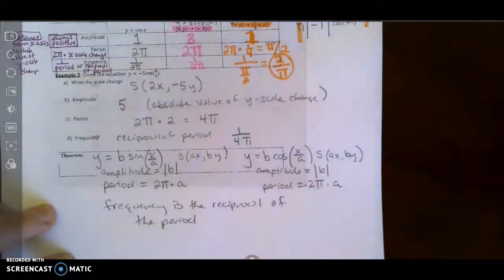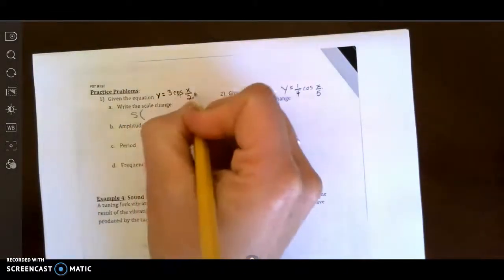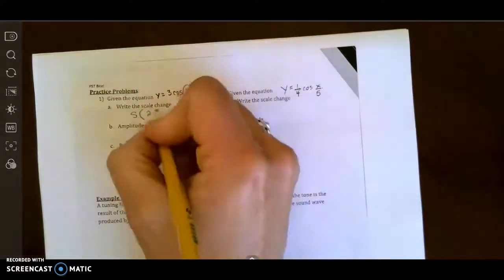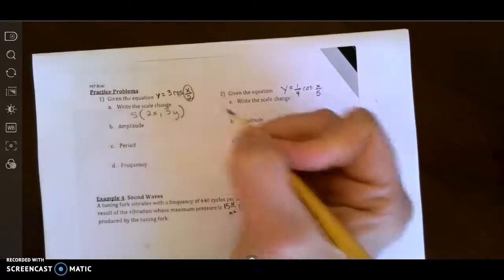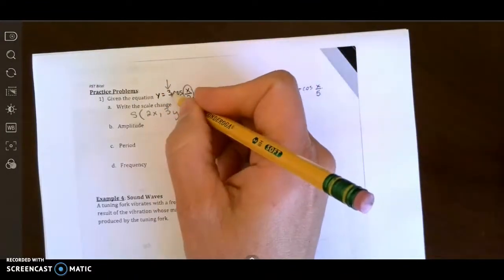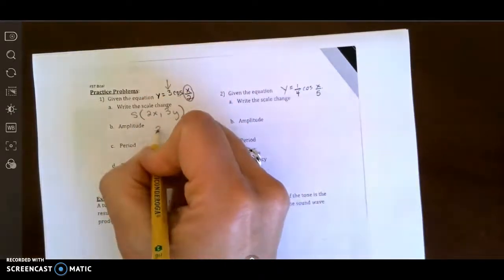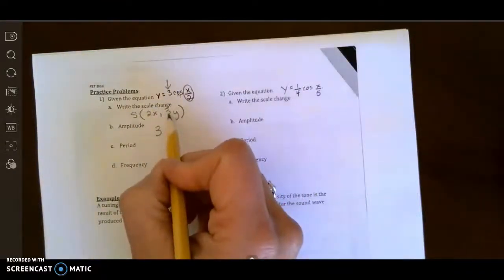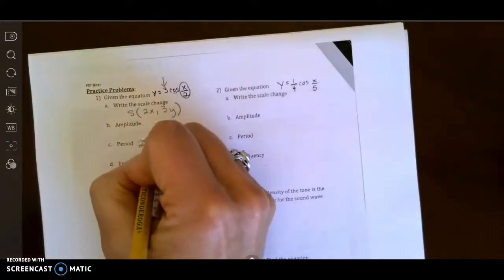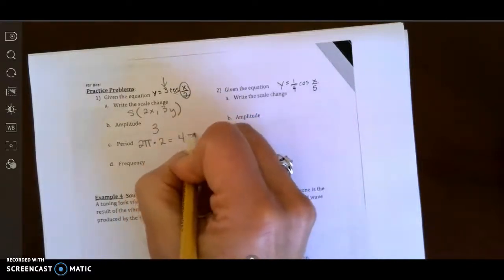All right, so given an equation, the first thing I'm going to do is write my scale change. And my scale change would be 2 times x, because in the equation, x is divided by 2, and 3 times y. The amplitude is always right here, and whether it's positive or negative, it's the absolute value of that, and so it's 3. And I can even just look at my scale change on the y and take the absolute value of that. Period is always 2 pi times the scale change on the x, which is 4 pi.